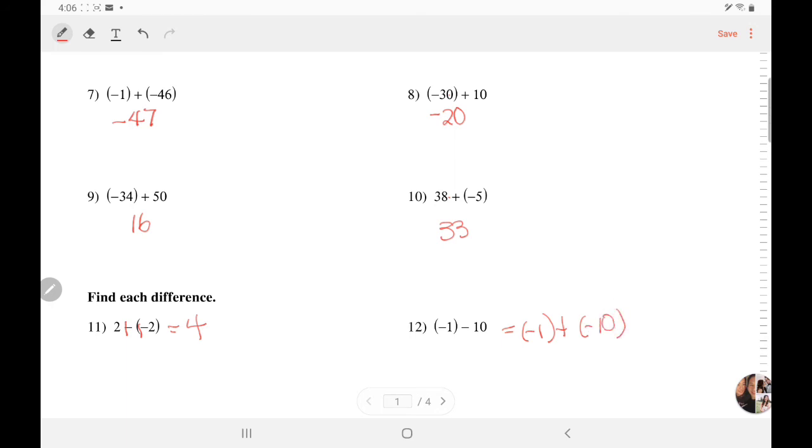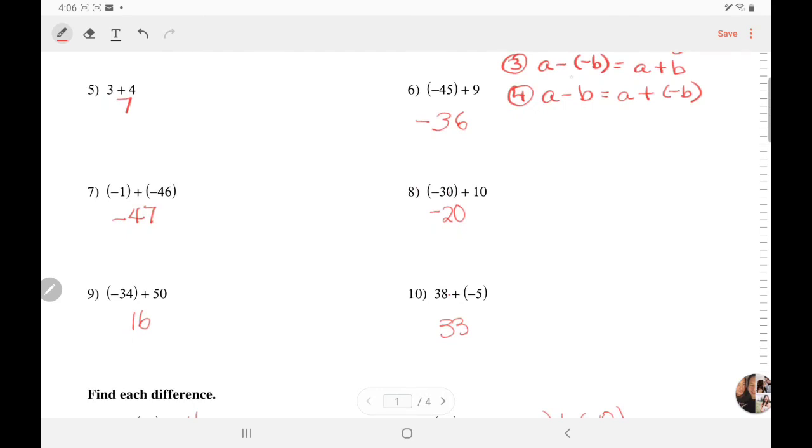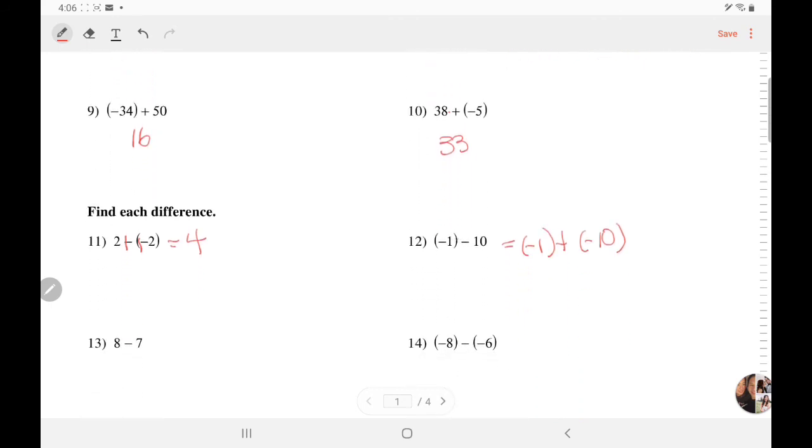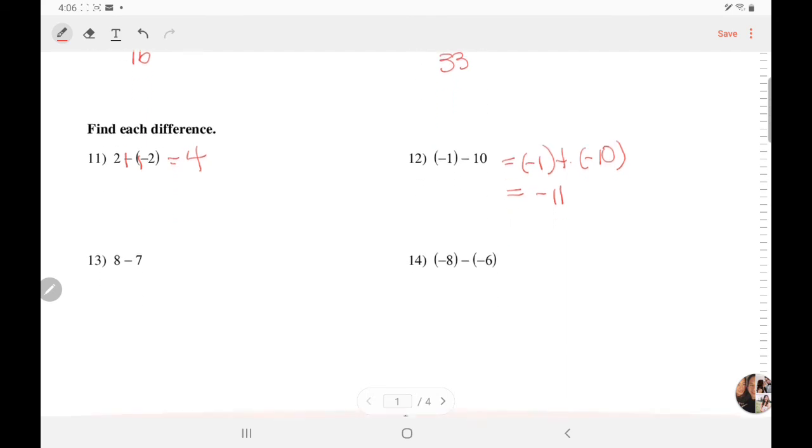It is also using rule number 4, where subtraction is equivalent to adding. It's negative. So subtraction of 10 is the same as adding negative 10. So using rule number 2, when you add same signs, you add those numbers, 11, and keep the sign. Number 13, 8 minus 7 is easy enough.